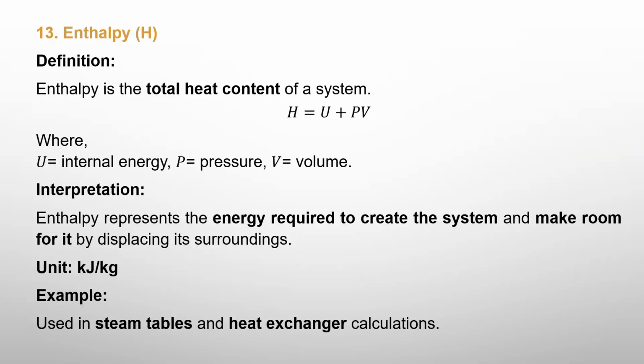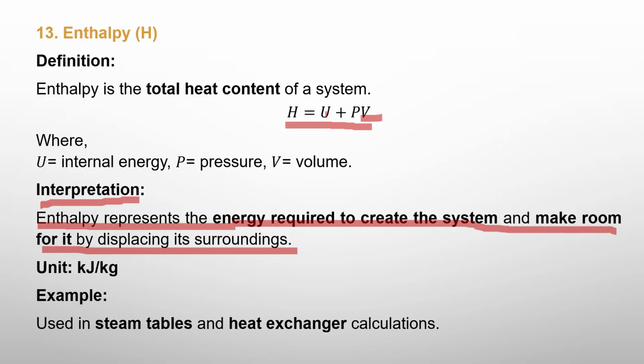Next part is enthalpy. So what is enthalpy? Enthalpy is a summation of internal energy plus flow work: U is the internal energy, and PV is the flow work. So what is the interpretation of this enthalpy? The unit of enthalpy is joule or kilojoule. The interpretation is that enthalpy represents the energy required to create the system and make room for it by displacing its surroundings. The unit is kilojoule per kilogram or joule per kilogram. It is used in the steam table and it is also used in heat exchanger design calculations.